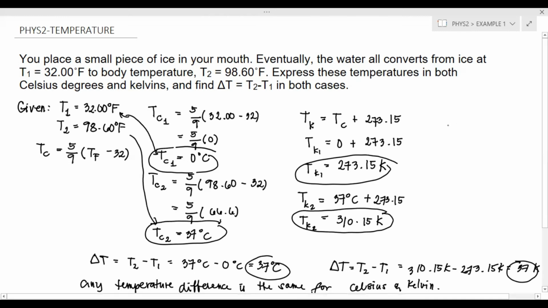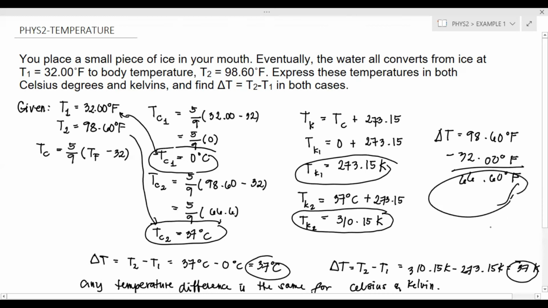Now, in this case, if we take our delta T in degree Fahrenheit, that's 98.60 minus 32 degree Fahrenheit. Here you will get a difference of 66.6 degree Fahrenheit. So it's different compared to our Celsius and Kelvin.